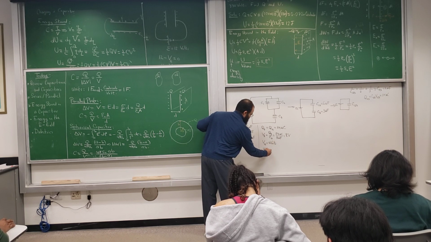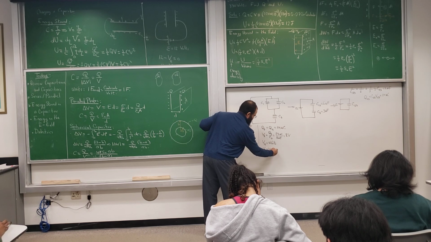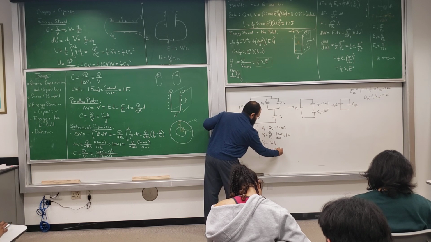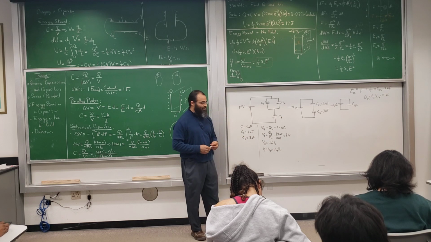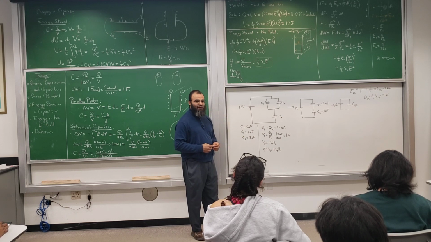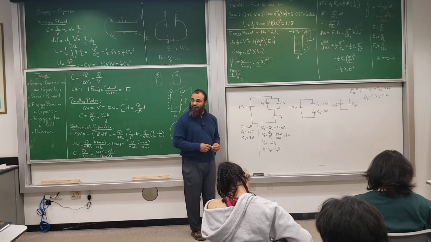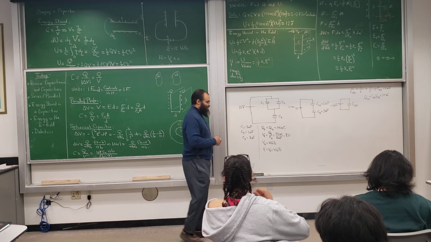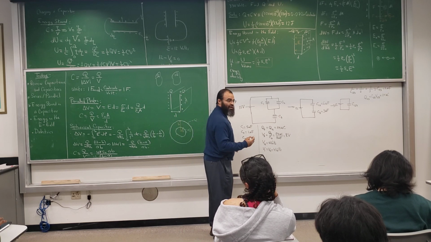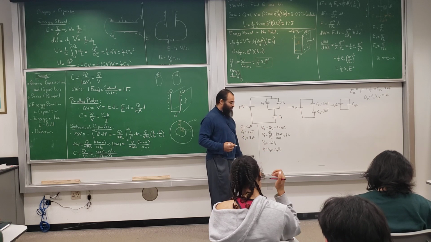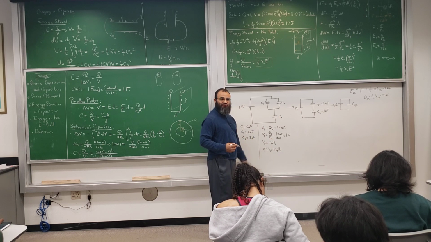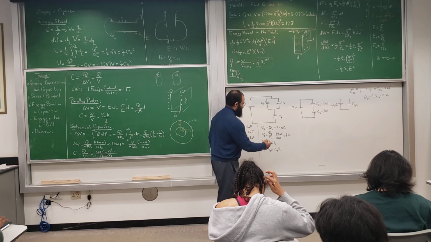That means V1 is equal to V2, and each of them is 4 volts. Why is that? Well, because they're in parallel. If they're in parallel, they have to have the same voltage. Okay? And then this will enable me to find Q1 and Q2, because I have V1 and V2, I have C1 and C2, I can find Q1 and Q2.